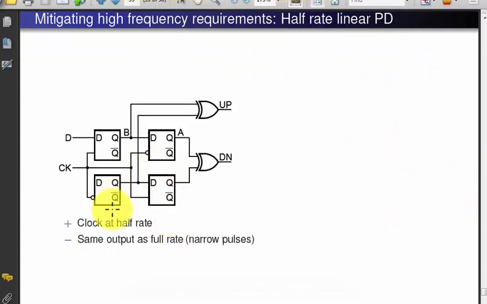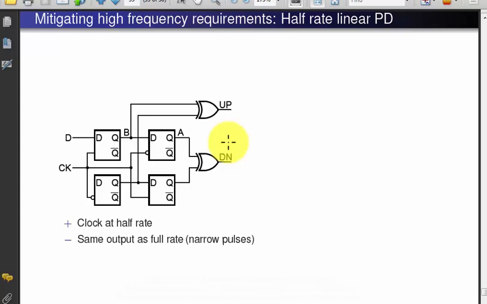Now, there is also a half rate version of the linear phase detector, okay. Now, this one is a little bit more misleading than the other one. Again, I won't go through this, you can verify that. Here, the clock is of course at half the rate, but it is a linear phase detector. So, the up and down waveforms are exactly the same as in the original case. That is, up minus down will be high for half a cycle, and then plus 1 for half a cycle and minus 1 for half a cycle when the whole thing is fully aligned. So, the up and down pulses are still quite small, okay.